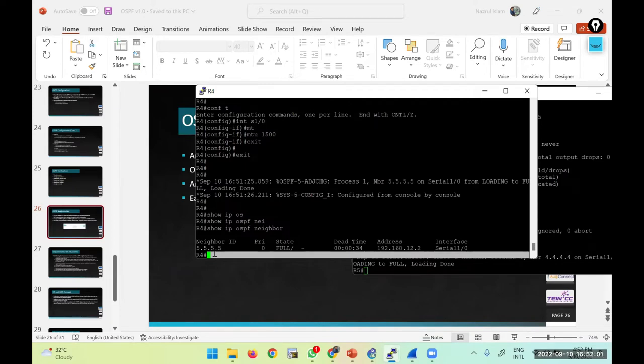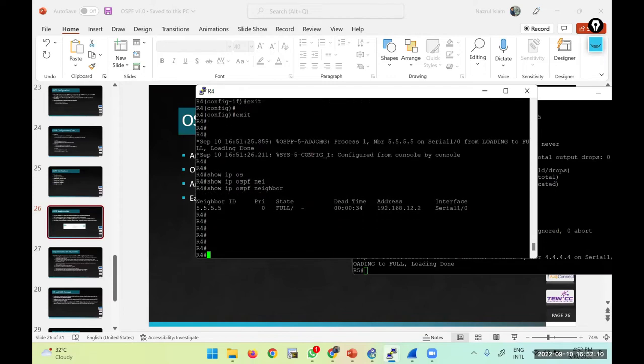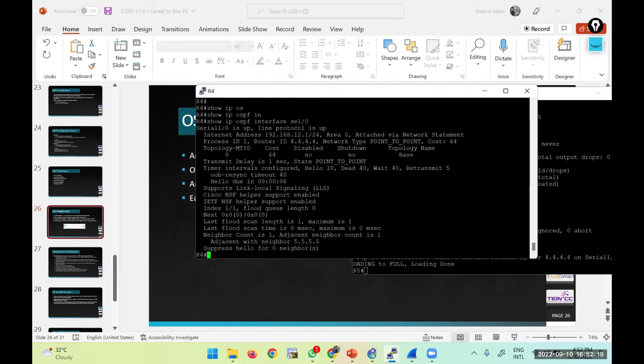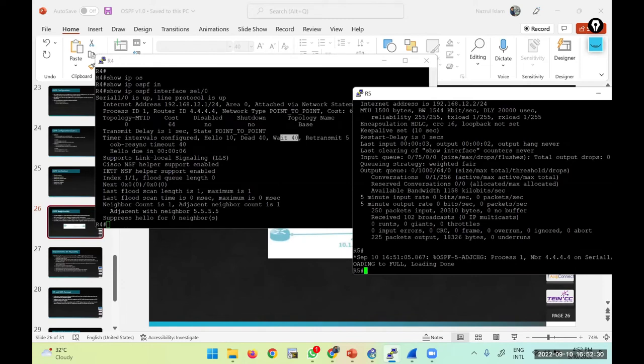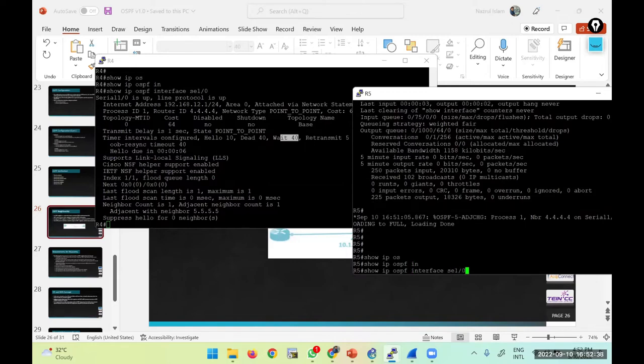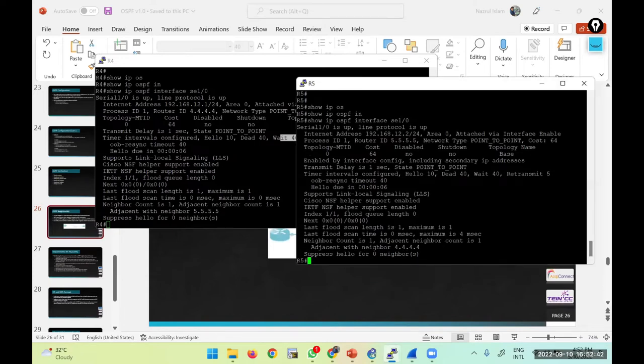So another thing, as I said, mandatory field is hello and dead interval on the OSPF. I will check that. So if you check that hello and dead interval, show IP OSPF interface serial 1/0, you'll find the hello is 10 and dead time is 40. If you check the other router, same thing, show IP OSPF interface serial 1/0, you'll find the same thing. That's why you are getting the neighborship. But when you change the hello interval or dead interval on the interface, then neighborship will be dropped. So how can we change that?